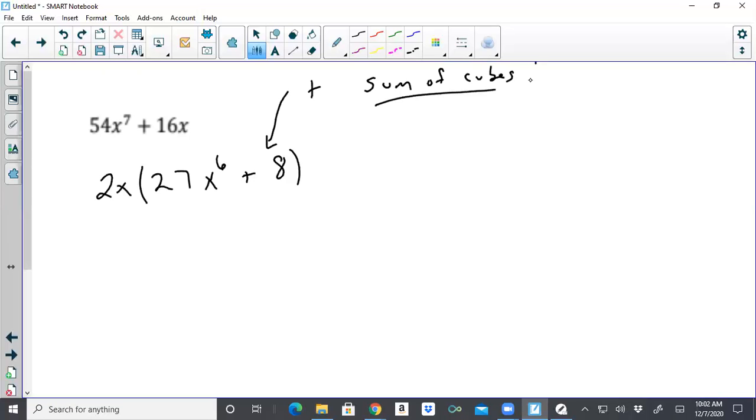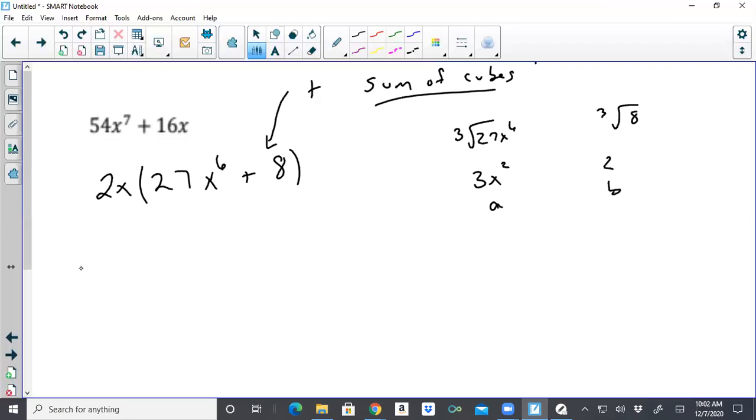So my only check right here is, is 27 a cube? And 27 is a cube. Is this number divisible by 3? It is. Is 8 a perfect cube? It is. So what I'm going to do is I'm going to take the cube root of 27x to the 6th, and I'm going to take the cube root of 8. The cube root of 27 is 3. 6 divided by 3 is 2. The cube root of 8 is 2. I now know my a term, and I now know my b term.